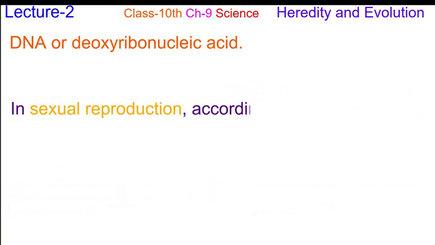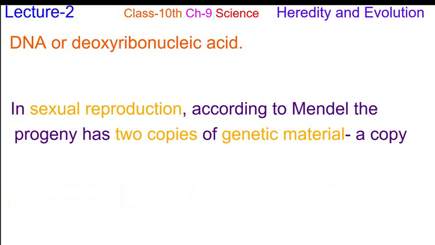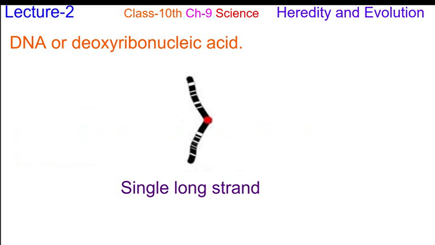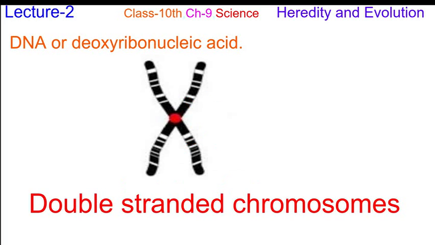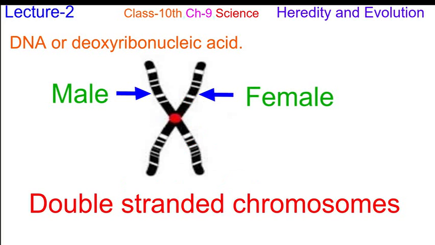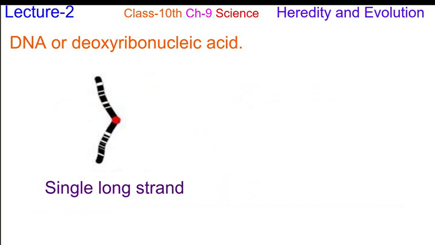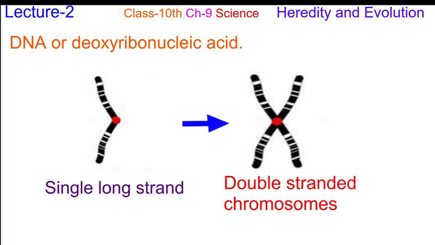In sexual reproduction, according to Mendel, the progeny has two copies of genetic material, a copy from each parent. Therefore, the germ cells must have a single copy. If DNA were a single long strand, this would not have been possible. DNA is present as double-stranded chromosomes. One strand comes from the male and the second strand from the female parent. It means the germ cells have just a single strand of the chromosomes. In reproduction, two germ cells, one from each parent, combine. Thus, once again chromosomes get back to normal by having double strands.